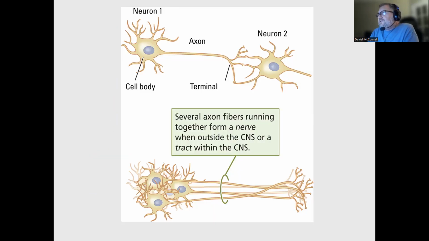Here's an example of a picture of that, right? We know what axons are, hopefully. So here's just a very standard picture of two neurons communicating with each other. Neuron 1 organizes information within the cell body and transmits that down the axon where it connects to the dendrites of neuron 2. But if we imagine several neurons that bundle their axon fibers together, then we get a nerve if it's in the peripheral nervous system, or we get a tract if it's in the central nervous system.